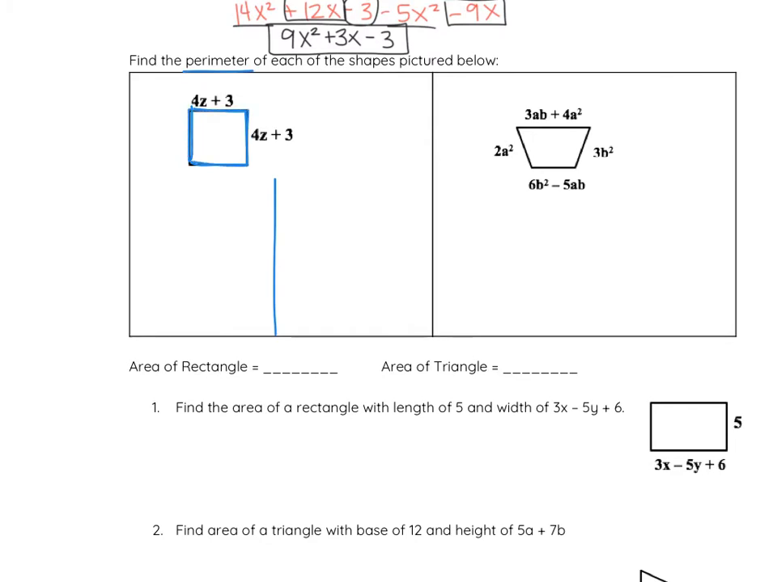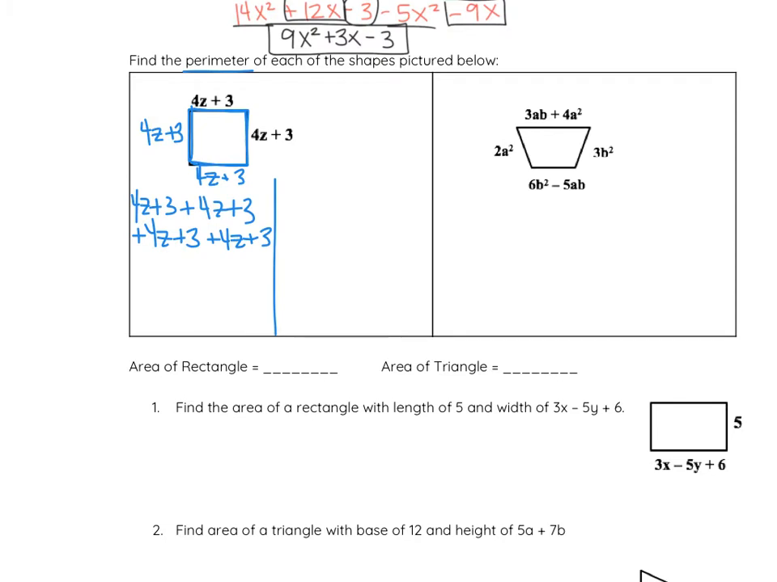So we're just going to add each of the sides. And like I said, because this is a square, this side is also 4z plus 3. And this side on the bottom is also 4z plus 3. So I could just add all of the sides. 4z plus 3 plus 4z plus 3 plus 4z plus 3 plus 4z plus 3. So I've accounted for all 4 of my sides.